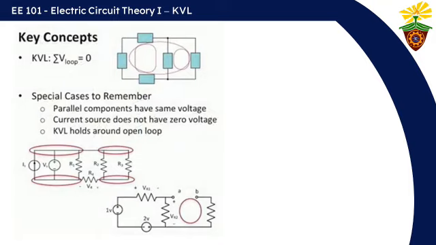And note again, that a current source does not have 0 voltage. And that you can see right here. This particular current source has this voltage drop across it. And then the other thing is that when we have an open circuit in our loop, we can still do the Kirchhoff's voltage law around that open loop.